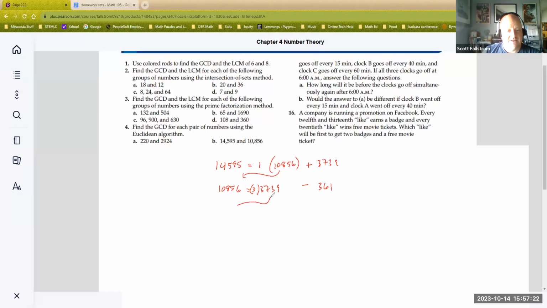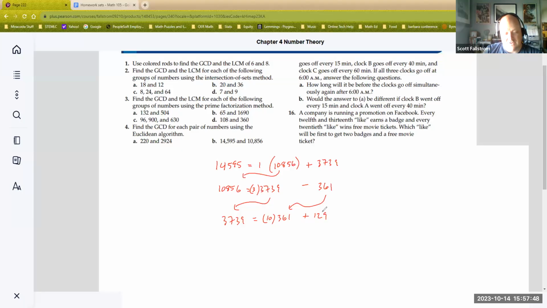But what's great is positive or negative, the number can just come down because we're talking about divisors. So we can just bring the 361 into play now. So 3739 divided by 361 turns out to be 10 of these. So 3739 minus 10 groups of 361 turns out to be a plus 129.